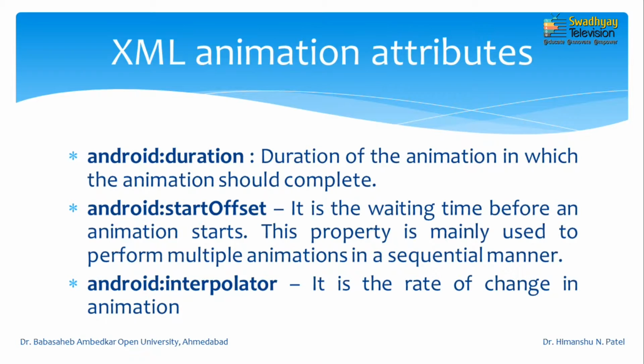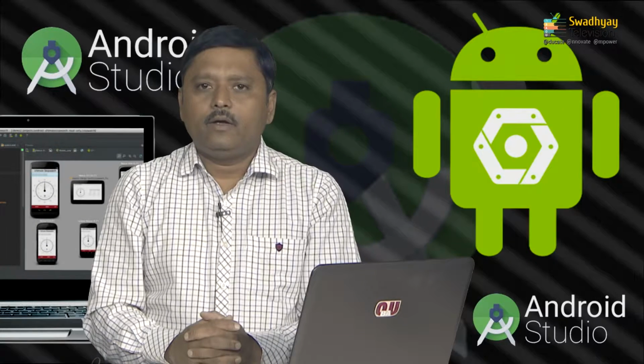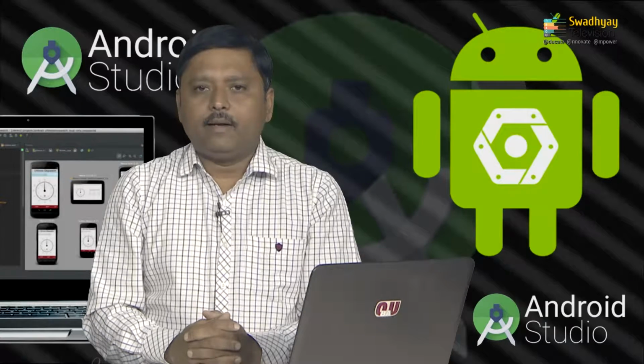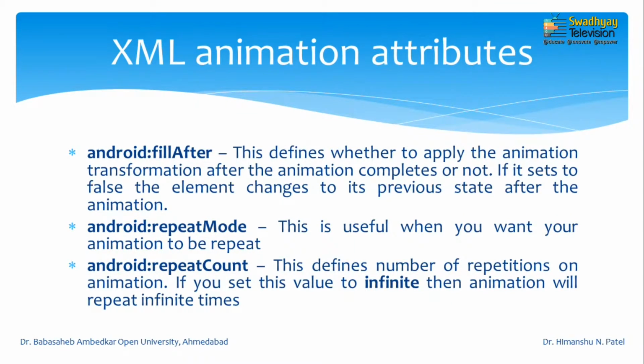Then there are predefined interpolators available, which you can use to specify the rate of change in animation. We will use some of them in our example. android:fillAfter defines whether to apply the animation transformation after the animation completes or not. If it is set to false, the element changes to its previous state after the animation, and if it is set to true, the last position of the user interface element remains the same.